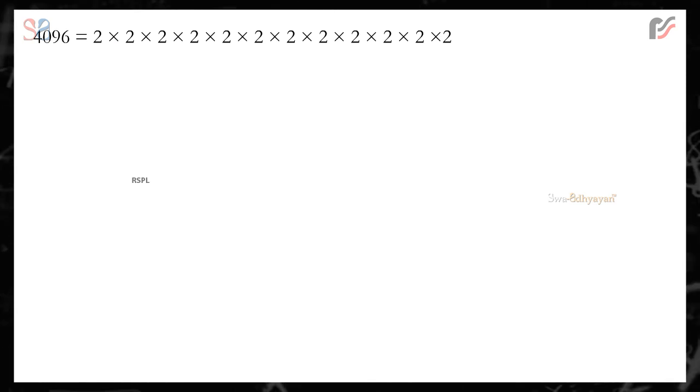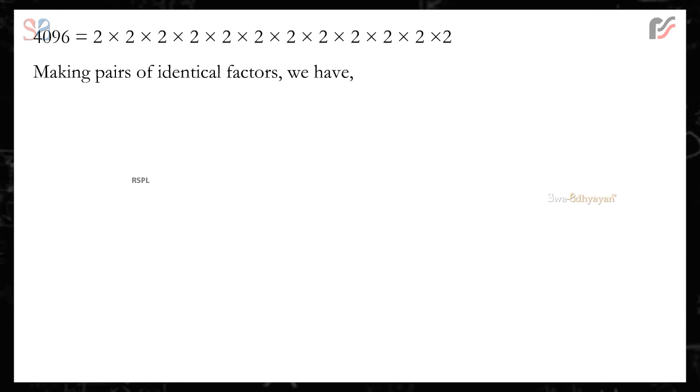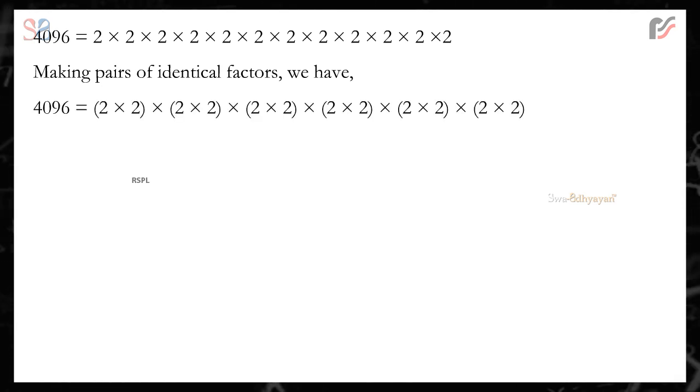4096 is equal to 2 into 2 into 2 into 2 into 2 into 2 into 2 into 2 into 2 into 2 into 2 into 2. Making pairs of identical factors, we have 4096 is equal to (2 multiplied by 2) into (2 multiplied by 2) into (2 multiplied by 2) into (2 multiplied by 2) into (2 multiplied by 2) into (2 multiplied by 2).